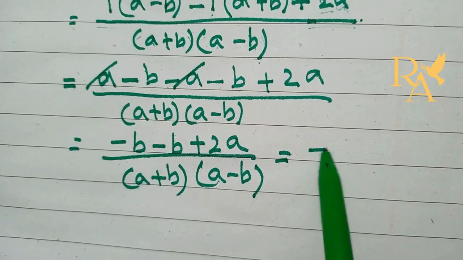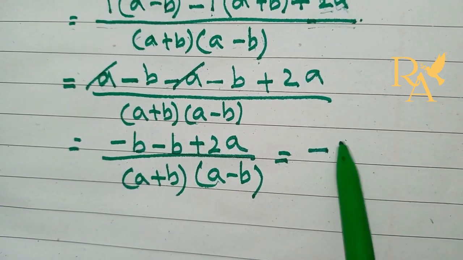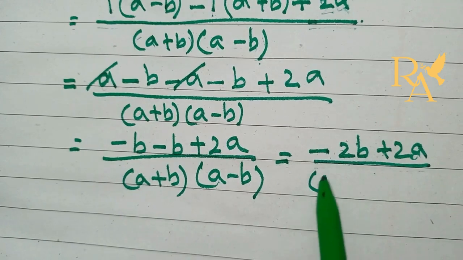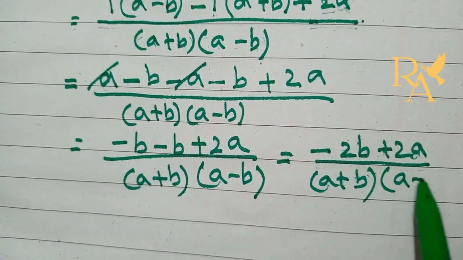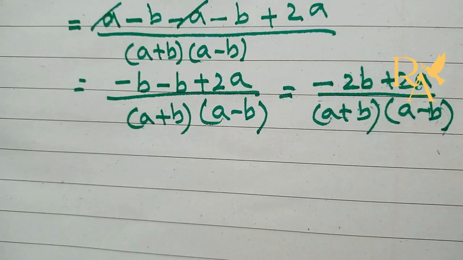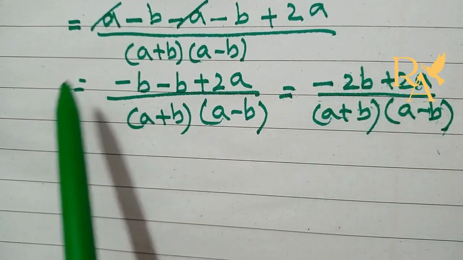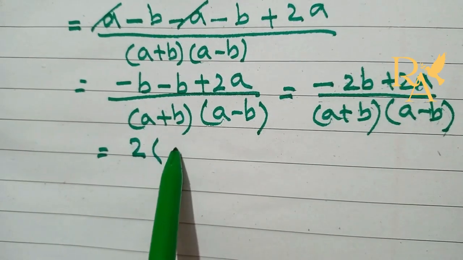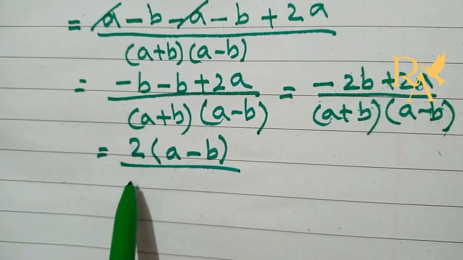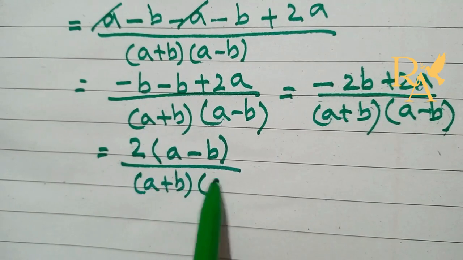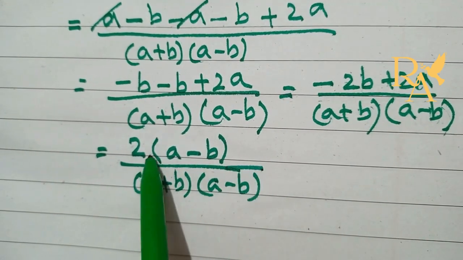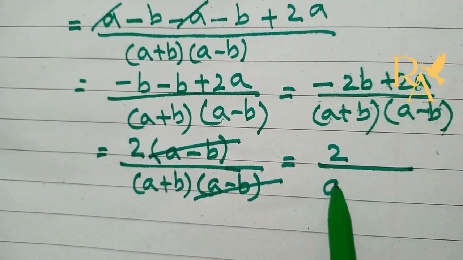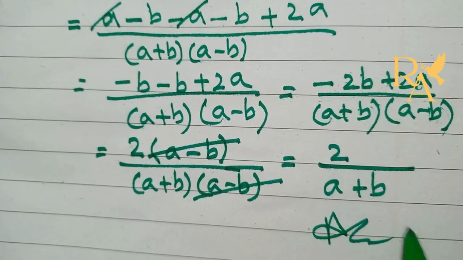Minus minus common, 1b and 1b is equal to 2b, plus 2a divided by a plus b and a minus b. From this bracket, 2 is common, so here is a minus b divided by a plus b and a minus b. A minus b, a minus b cancelled with each other, so only 2 divided by a plus b. This is the answer.